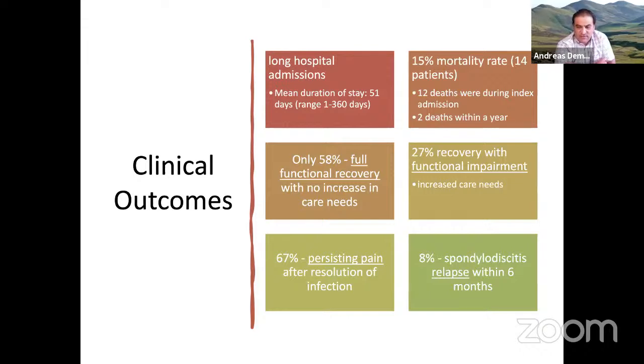How many had functional impairment? 27%, in other words, increased care needs. So again, the question is, is this good enough with conservative management, or is it the disease? 67% is another important point: 67% have persisting pain after resolution of infection, and 8% had a relapse within 6 months. So the outcomes are definitely leaving room for improvement.